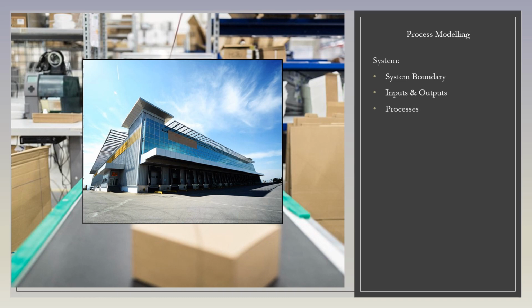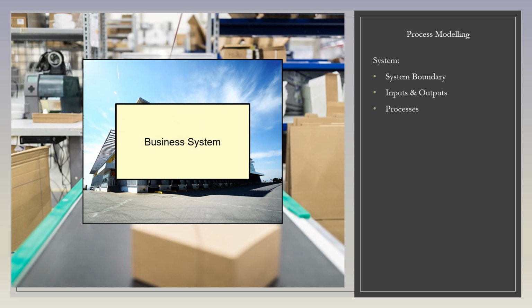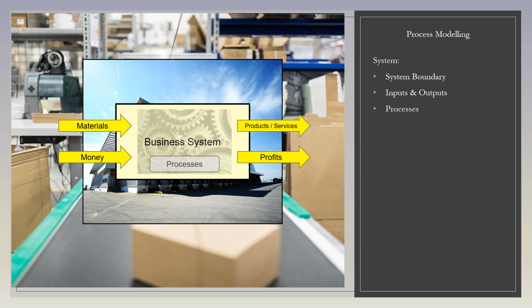Any system can be defined as having a system boundary, inputs and outputs, and processes within the system that take those inputs and produce the outputs. For example, a simple model of a business system might be that it takes raw materials and money as inputs and produces products and services and profits as outputs.